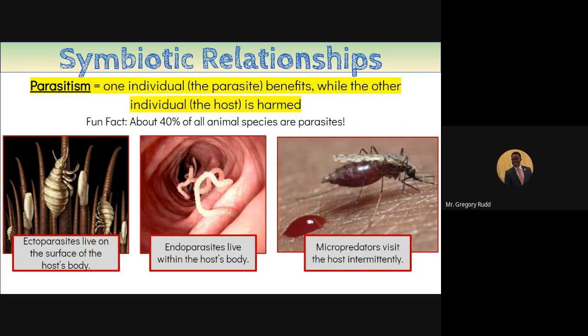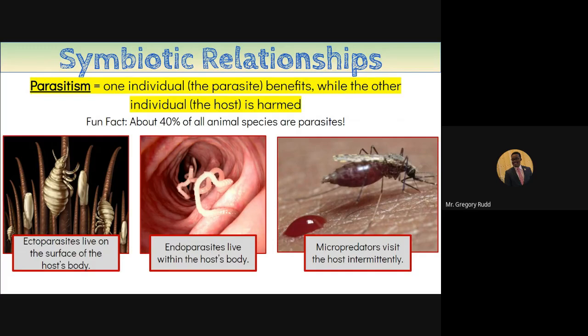And then there are micro predators, which do not actually live inside or on the host, but they visit their hosts intermittently. We can think about a classic example being mosquitoes. The problem with these is that they obviously can transfer disease as they visit, and they also oftentimes, if we have a lot of bloodletting organisms, a lot of these micro predators that are taking blood out of their host, that host can eventually become anemic.